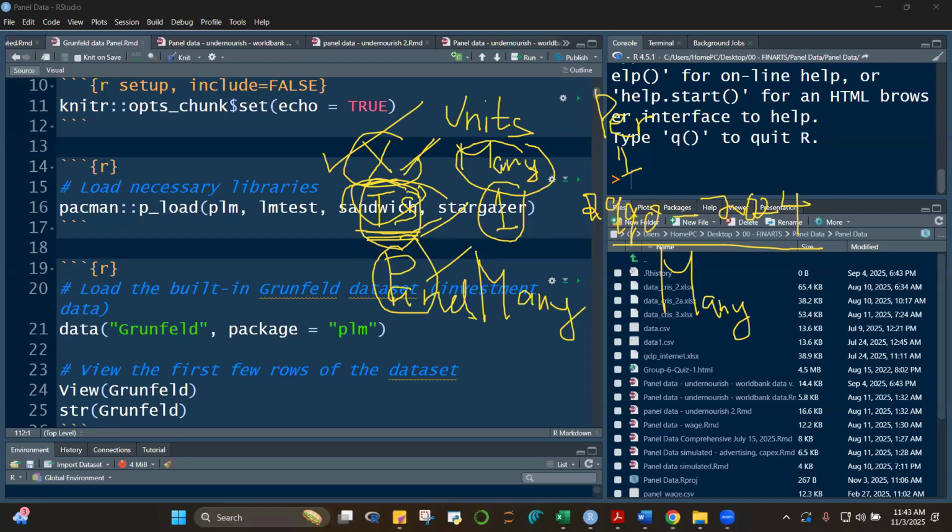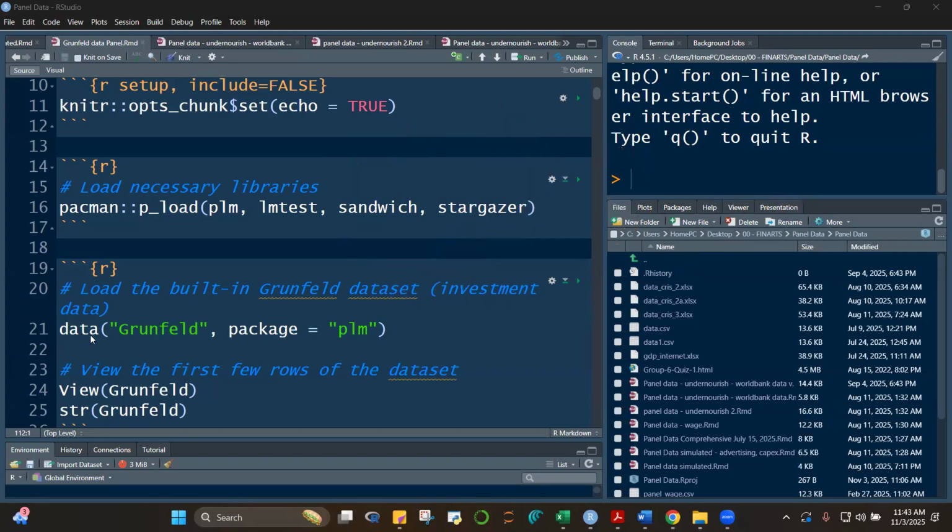Okay, good. All right. So for today, class, we're going to start our discussion of panel data. And then next week, we're going to time series data. As I said, please open a new RMD file, project class. You may name it panel data.